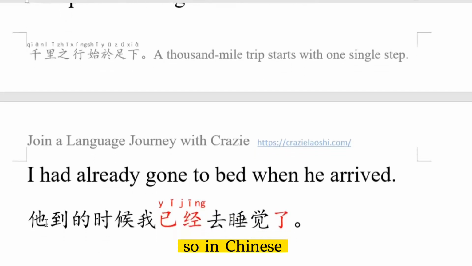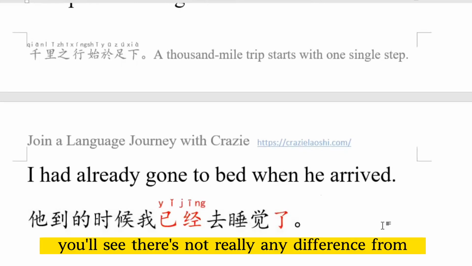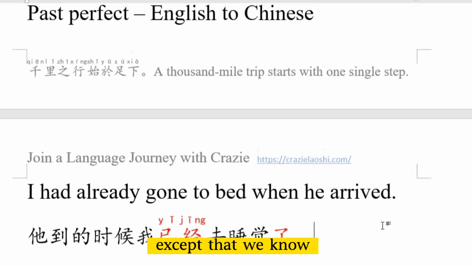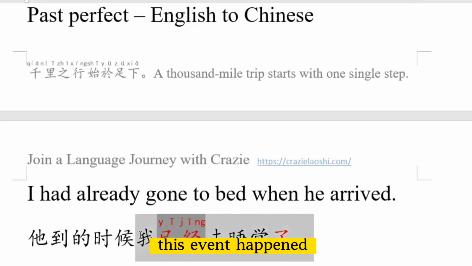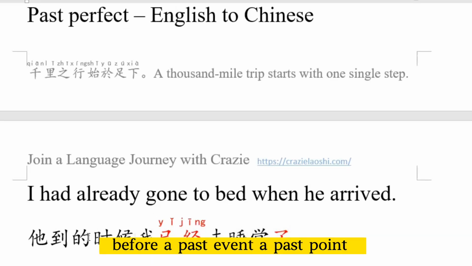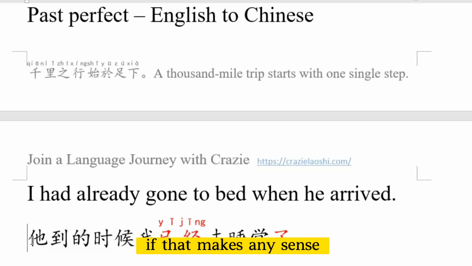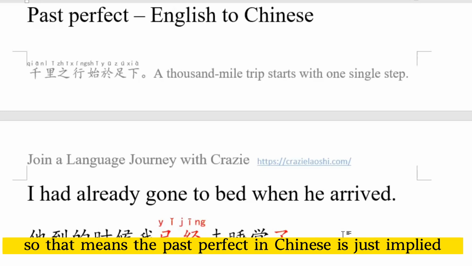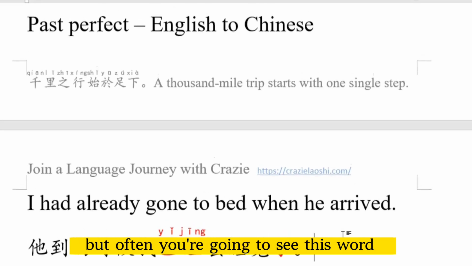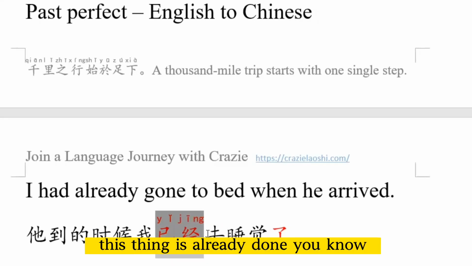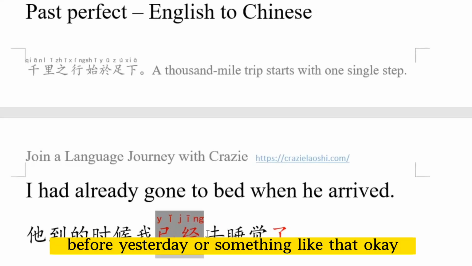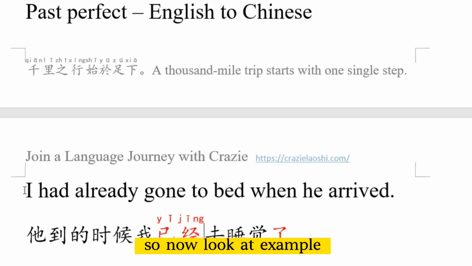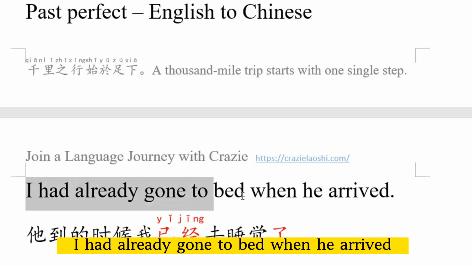So in Chinese, if you look at the structure, you'll see there's not really any difference from the present perfect, except that we know this event happened before a past event, a past point, if that makes any sense. So that means the past perfect in Chinese is just implied. But often you're going to see this word 已经, like this thing is already done, before yesterday or something like that. Okay, so now look at the example. I had already gone to bed when he arrived.